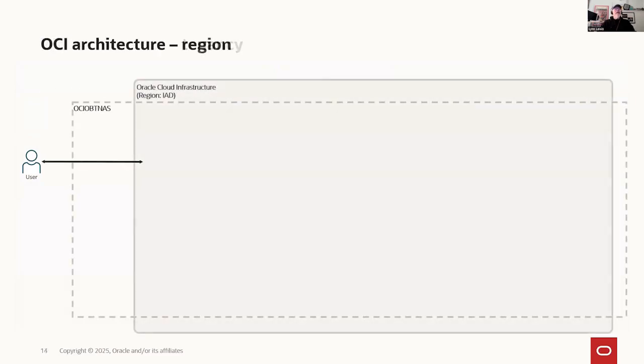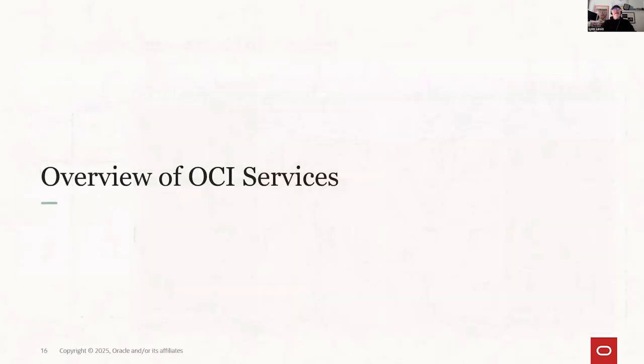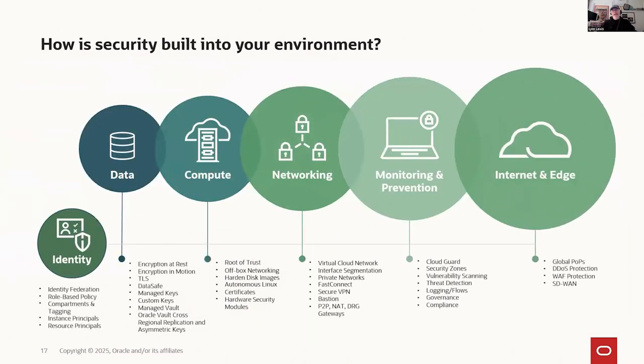So what does our architecture look like? This is just an example where someone would have 2 availability domains, and that's what it would look like in the current way. But I'm going to skip through that. It's not important. You're going to get the PDF of this if you pull it down.